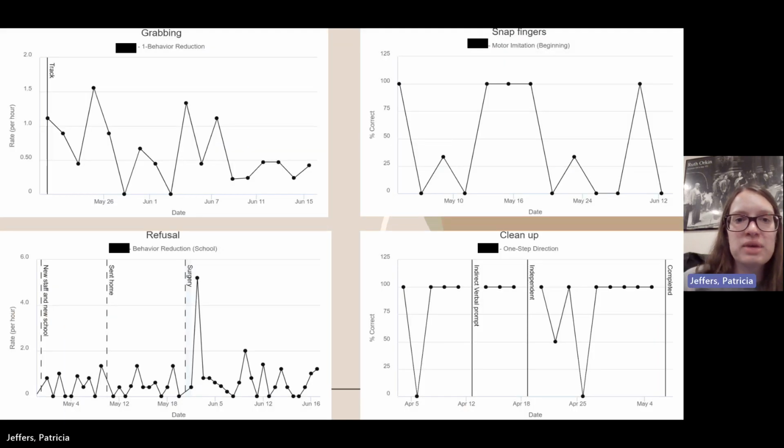Next, these are just some examples of our graphing system and how it looks, and the different skills that we use. Not only do we focus on behavior reduction, but we also focus on skill acquisition, things like that.